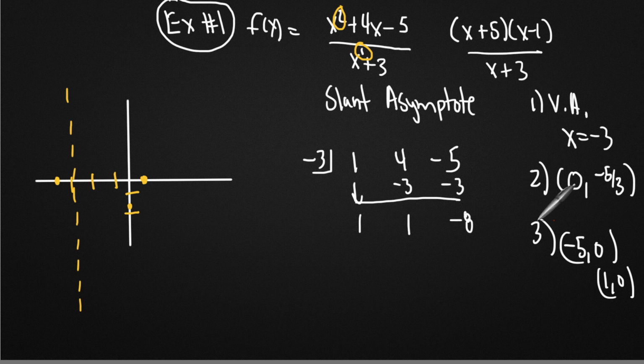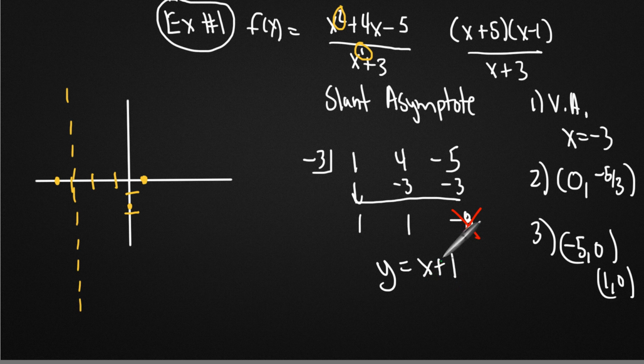Now for these problems, you don't need to use the remainder at all. But the coefficients that you have left here are going to give you your slant asymptote. So y equals x plus 1 is your slant asymptote. I'm going to draw that in green.